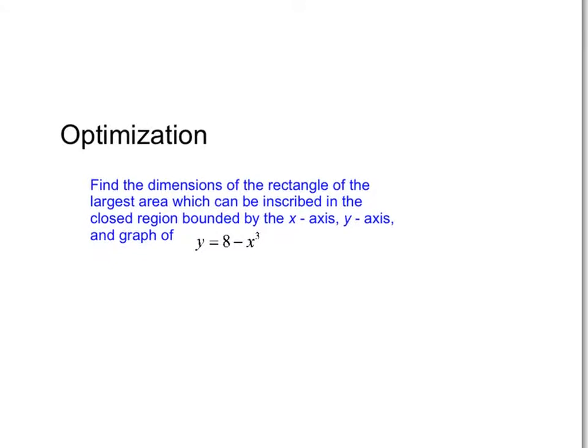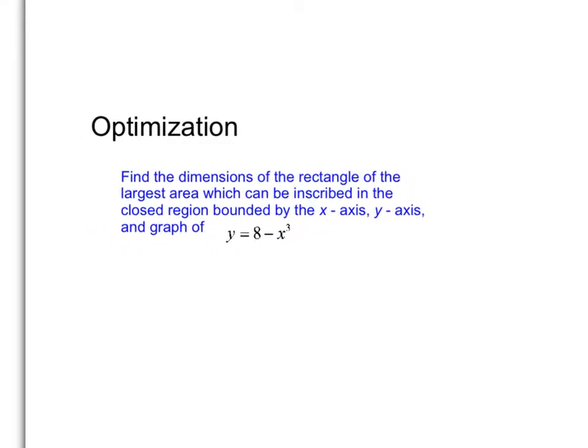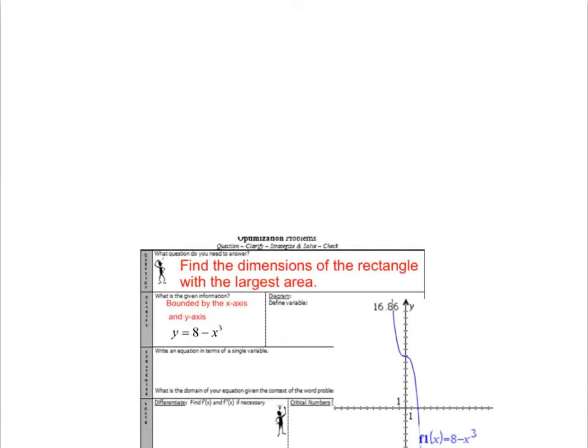We have to find the dimensions of a rectangle, and we have an area of land that's bounded by the x-axis and the y-axis, and the graph of y equals 8 minus x cubed. Okay, let's tackle this. Let me move this up a little bit here.